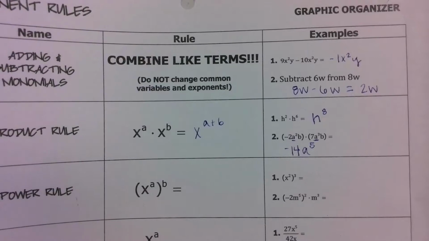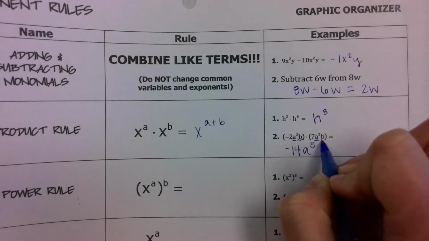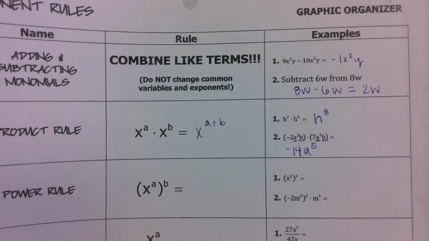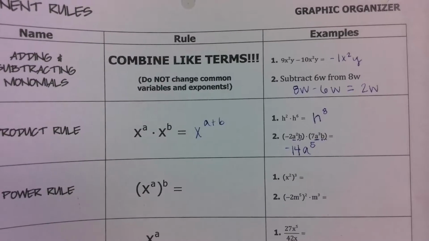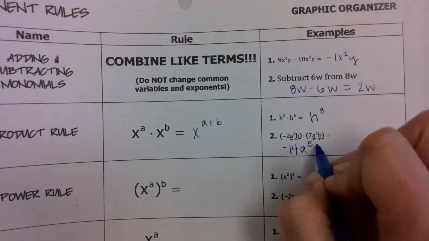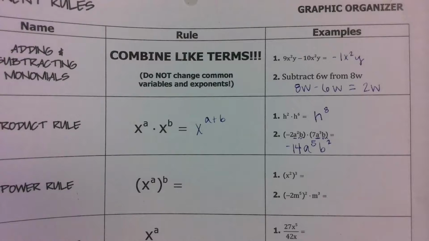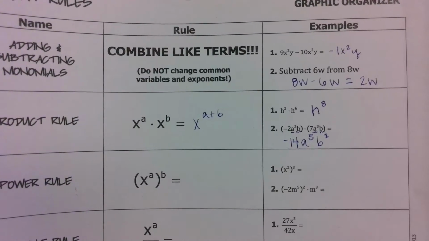Then we've still got to deal with our b's. So we've got a b times another b. What would that be? B to the 2nd? We have b squared, yeah? We just added 1 plus 1 there. That gave us b squared. Questions so far?